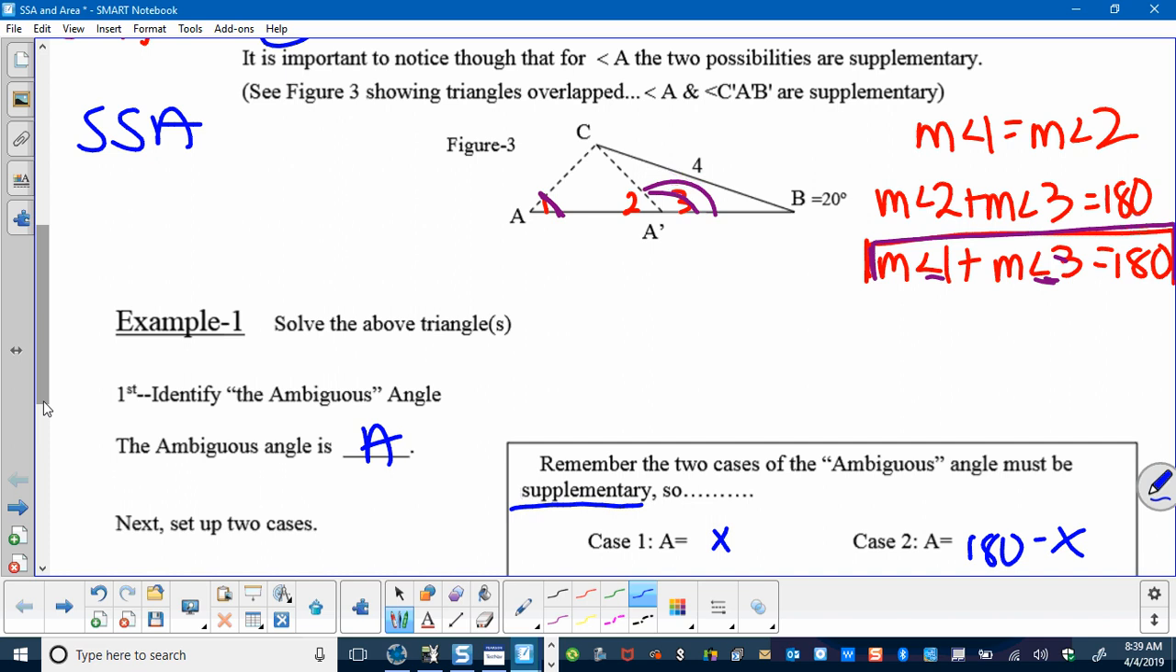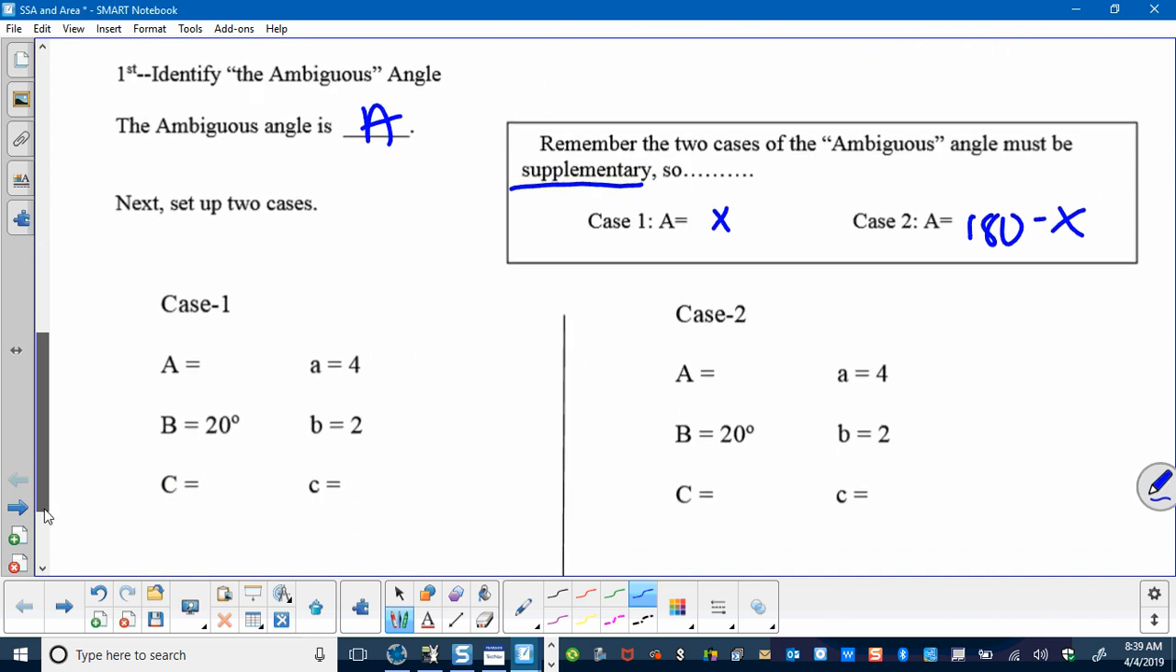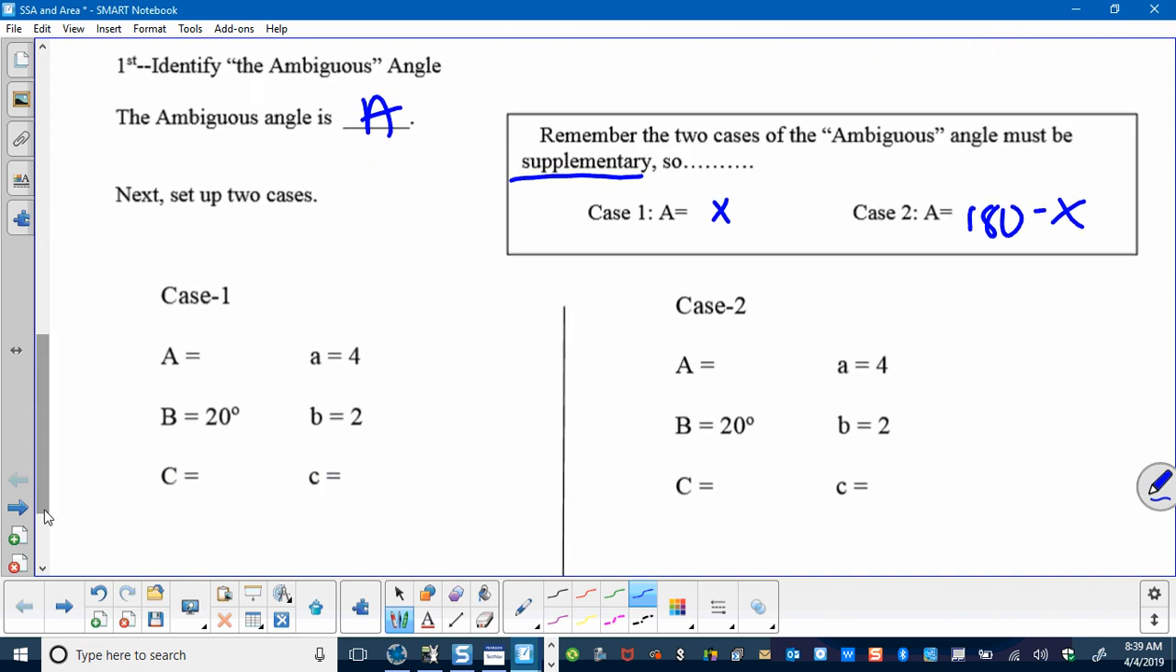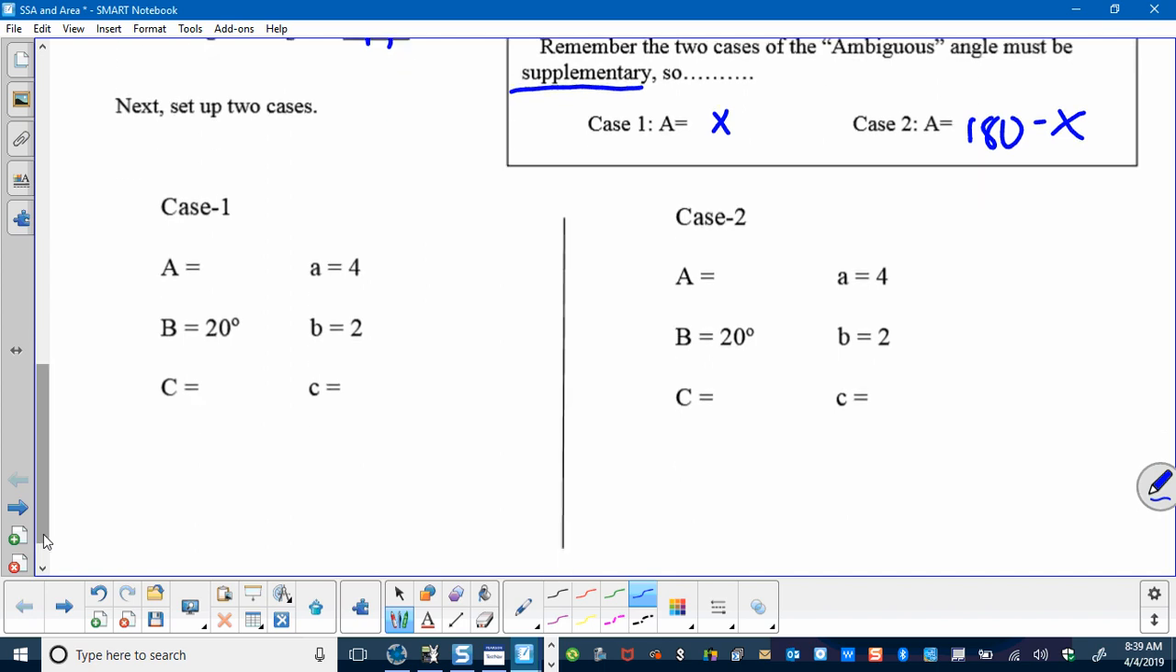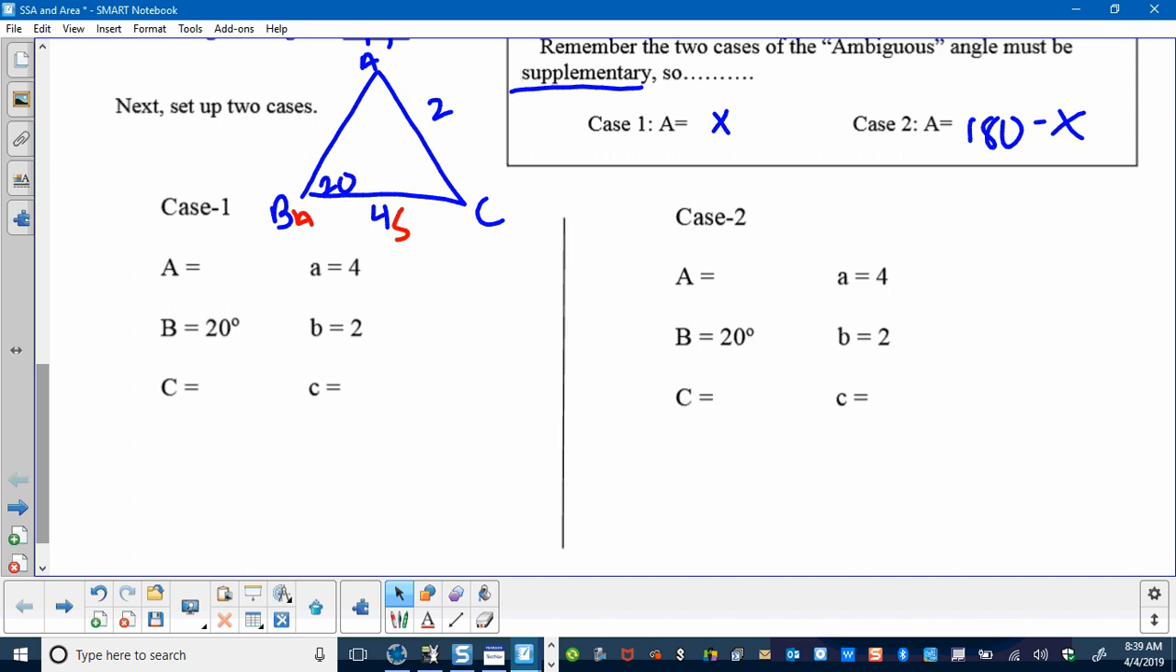So let's see what this is going to look like in our class when we have to solve a problem. So anytime you're given a triangle, well, here they didn't even give us a triangle. Let's draw. Anytime you're given a triangle where you have, let's say, A, B, C, and little b is 20, little a is 4, little b is 2. So anytime you are given angle, side, that's not an angle. Let's try that again. Angle, side, side.